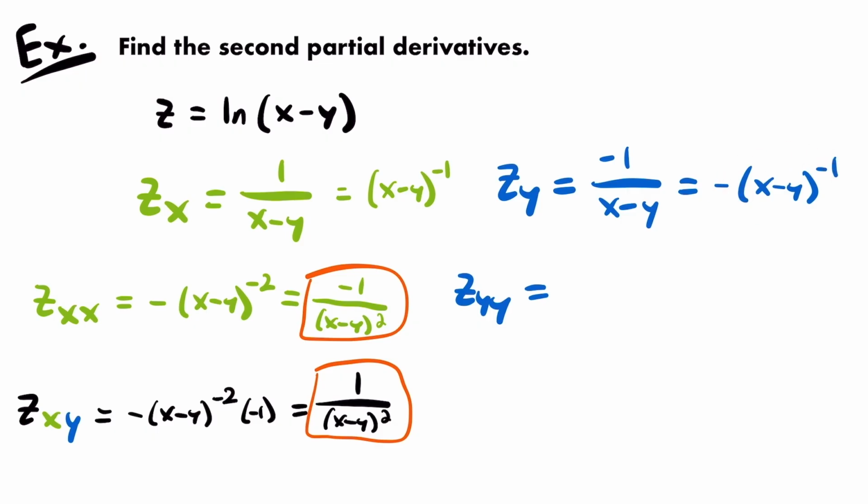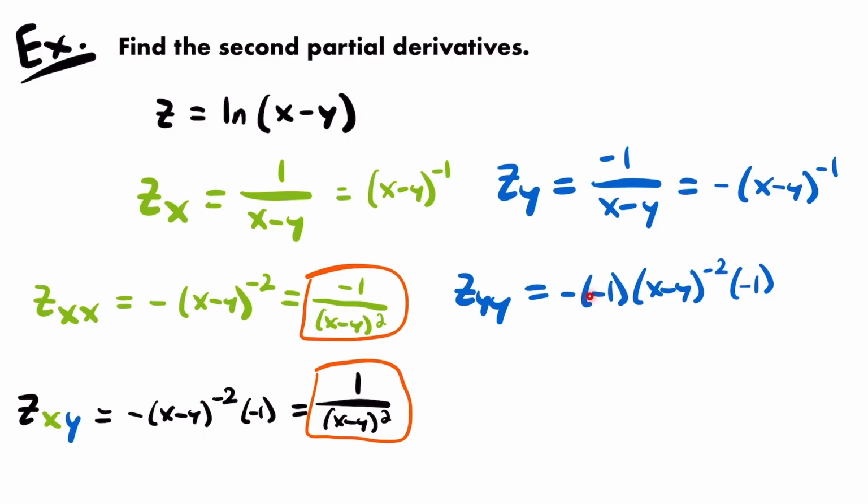Multiply that -1 down, subtract 1 from the exponent, and then multiply by the derivative of the inside function, which with respect to y, as we've done multiple times now, the derivative of x - y will be -1, because we're treating x as a constant, and the derivative of -y is -1. All right, so we have negative, and then we're multiplying the -1 down, times (x - y) to the power of -2, and then we're multiplying by another -1. That's the derivative of the inside function with respect to y.